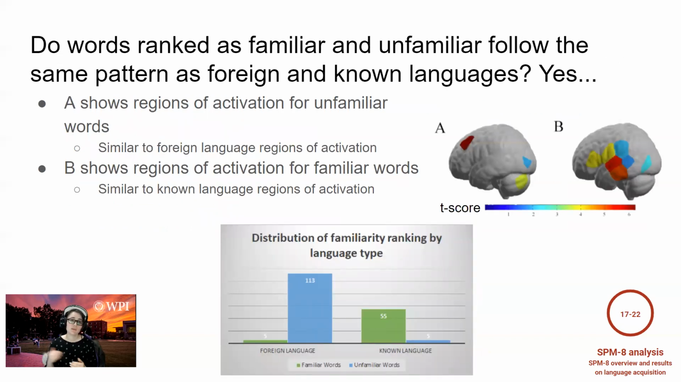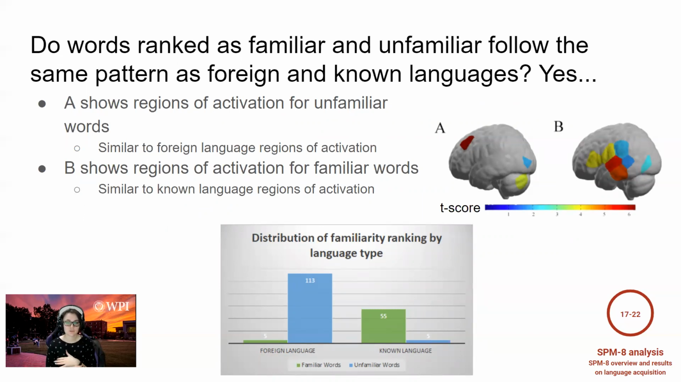And then diving a bit more into familiar and unfamiliar words, they do follow the same pattern as foreign and known languages when you map familiar words to a known language and unfamiliar words to an unknown language, as shown in the figures to the right.